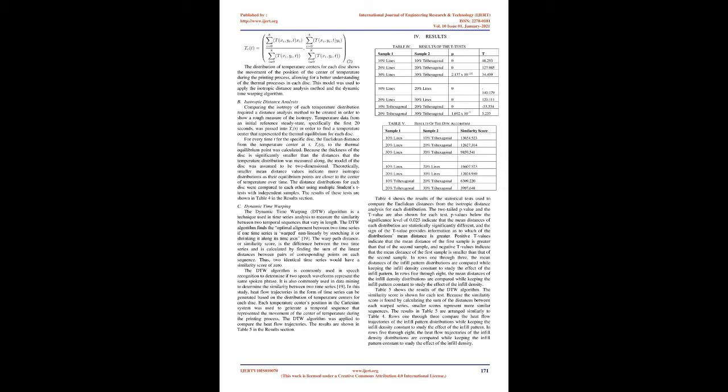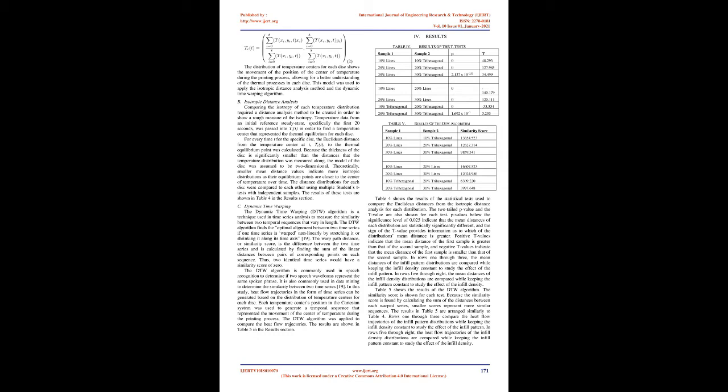B. Isotropic distance analysis. Comparing the isotropy of each temperature distribution required a distance analysis method to be created in order to show a rough measure of the isotropy. Temperature data from an initial reference steady state, specifically the first 20 seconds, was passed into Tc(t) in order to find a temperature center that represented the thermal equilibrium for each disk. For every time t for the specific disk, the Euclidean distance from the temperature center at t, Tc(t), to the thermal equilibrium point was calculated.